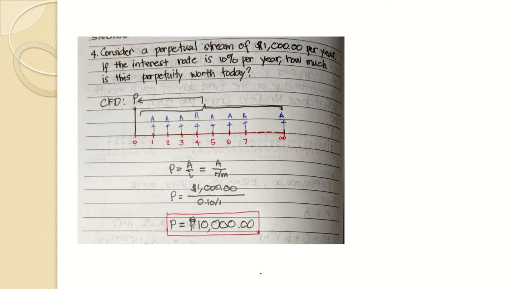For perpetuity, it's very easy. That's A over I. So $1,000 divided by I, that's R over M. So 0.10 divided by 1. That's 10,000, the equivalent present worth. So if you invest 10,000 under a perpetuity, you will receive 1,000 every year. But companies won't prefer perpetuity because it is costly. If you borrow, the company may agree to a perpetual payment, but for investments, they will not agree to perpetuity.